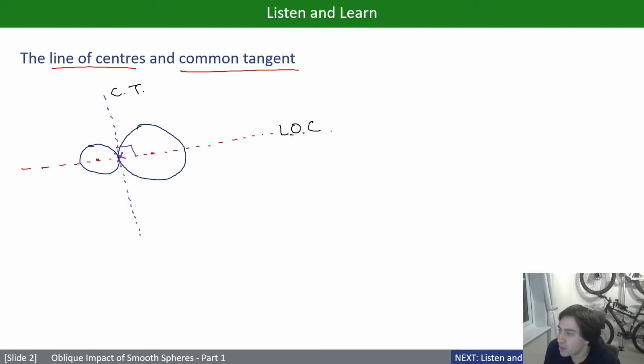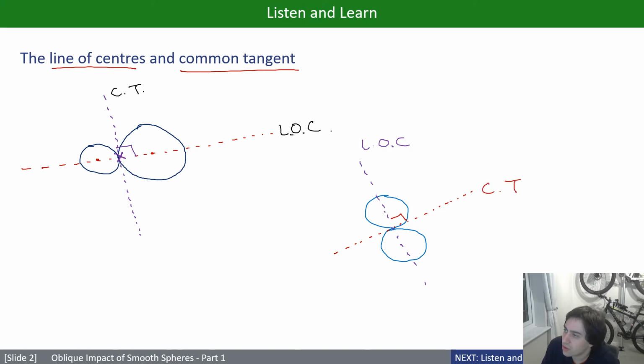And that's it. So any pair of spheres, well, let's do two that are the same size. Let's do them, say, like this. Again, we've got a center, that gives us the line of centers. That's our LOC. I've swapped purple and red this time. I shouldn't have done that, but never mind. And we've got the 90 degrees to that. Common tangent. Okay, so that's it. That's all that those two things mean.